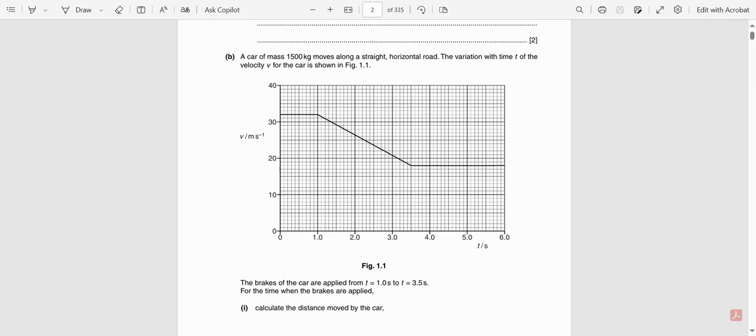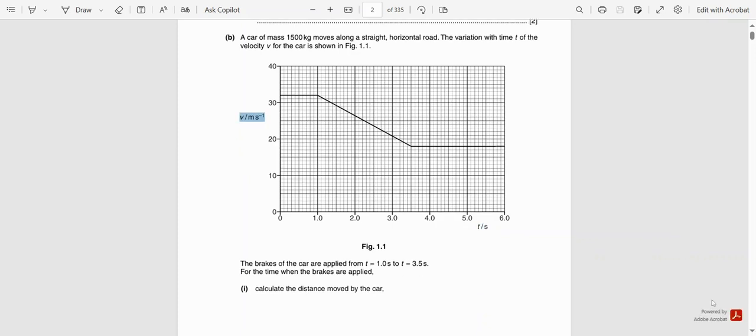A car of mass 1500 kilogram moves along a straight horizontal road. The variation with the time t of the velocity v for the car is shown in the figure. Okay. So in the graphical way, they have shown the velocity and the time graph. That is, movement of car has been shown in the velocity time graph. Time has been given in the x-axis and velocity is in the y-axis, right?